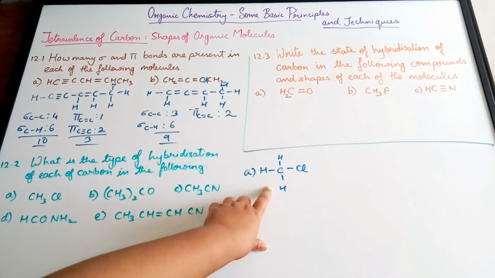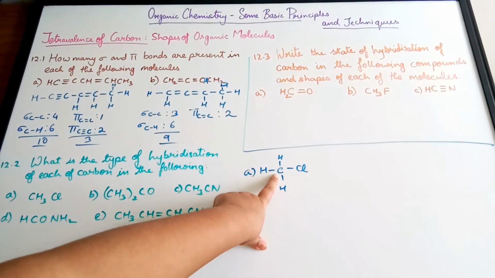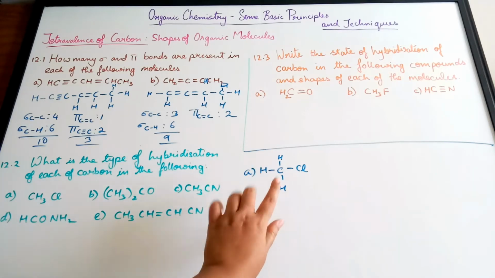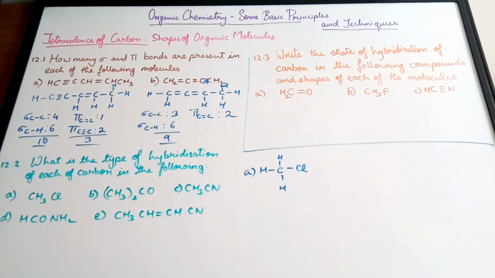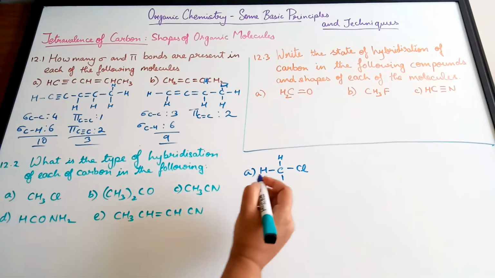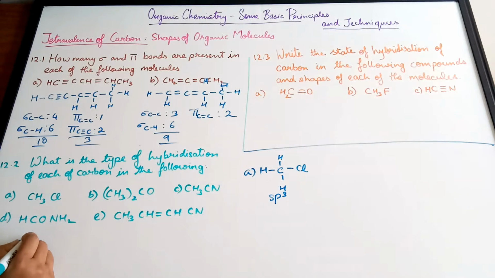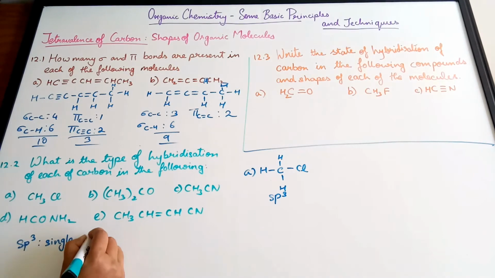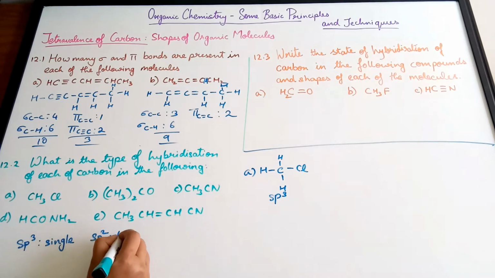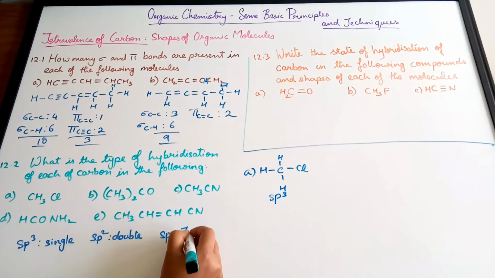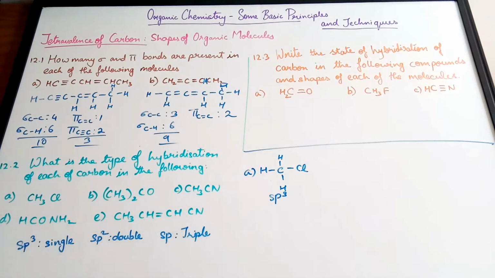Now, if you notice, this carbon atom is only surrounded by single bonds, and this means that it is sp3 hybridized. So sp3 for single bonds, basically sp2 if you have double bonds, and sp for triple bonds. Okay, and this is why you have pi and sigma coming up, right?